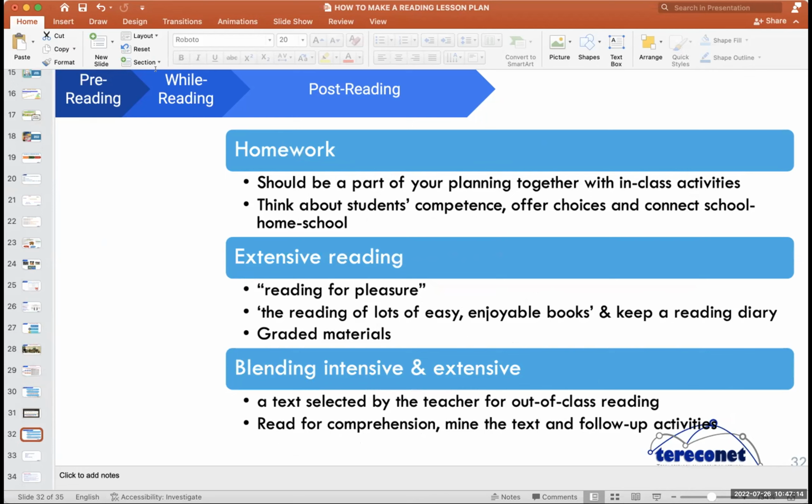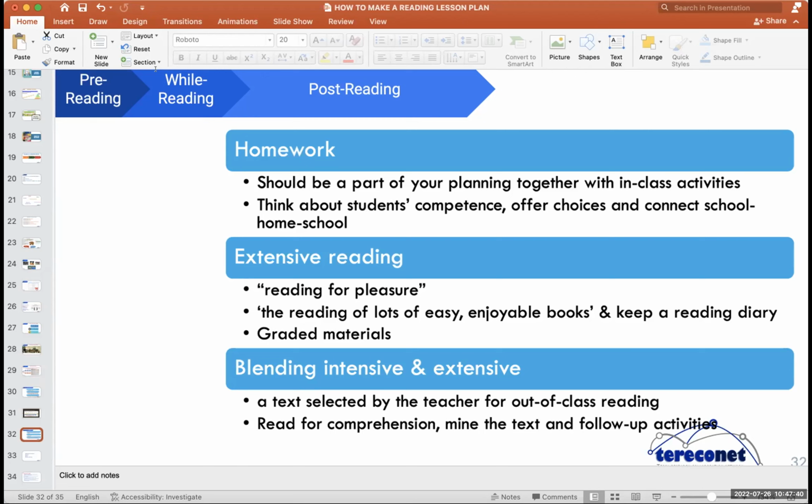So homework, it should be about, think about student competence, offer choices, and connect school, home, school, and then back to home, and then school again. So it's kind of like really long process of teaching and learning. We should not have just 45-minute lesson and then just walk away. Right? It should be like continuous learning in and out of the classroom.